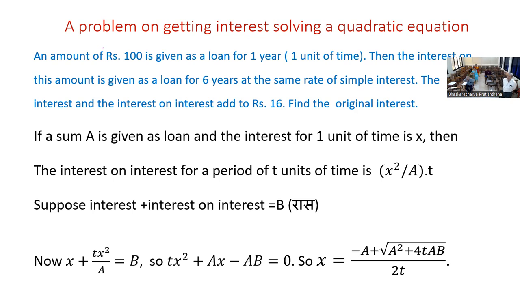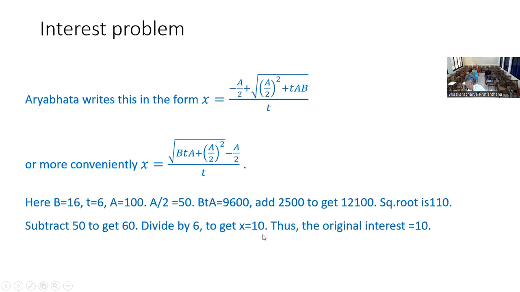What Aryabhata will do is, this capital A is the original sum, which is known, and A square plus 4TAB you have to consider. Take the square root of that, then subtract A from that, then divide by 2 times the time, and that gives you X. So it is roughly this. This is the final formula for X, where X is the interest. So Aryabhata writes this formula.